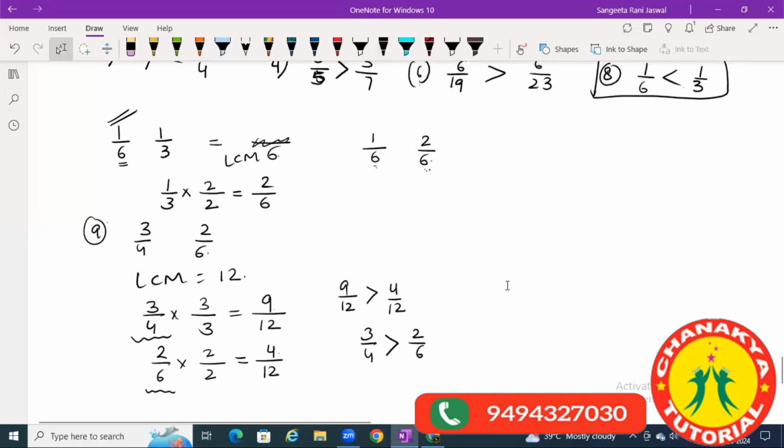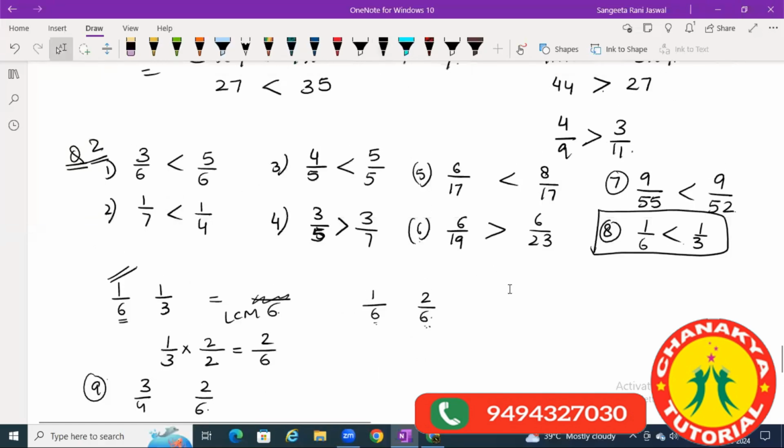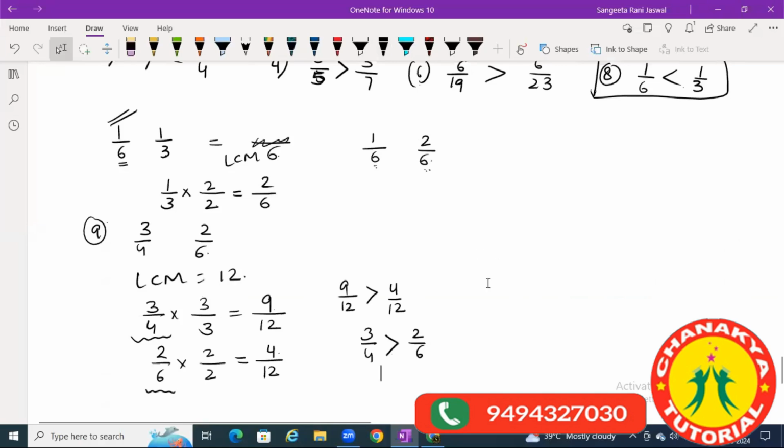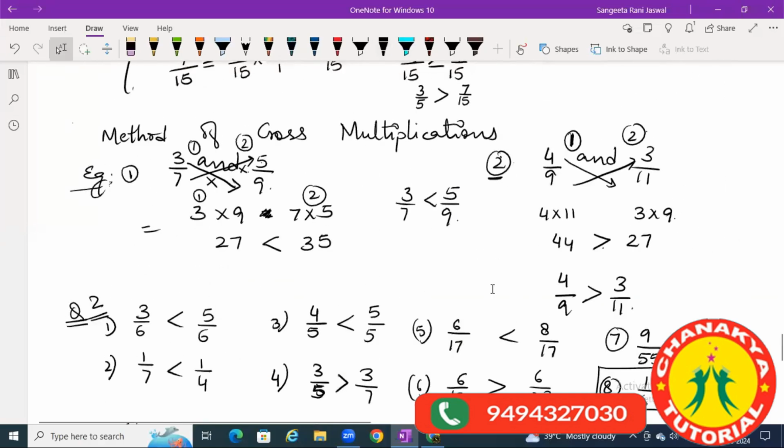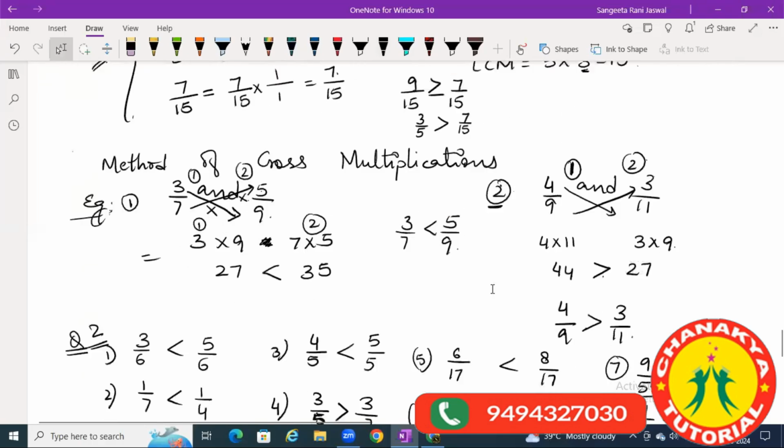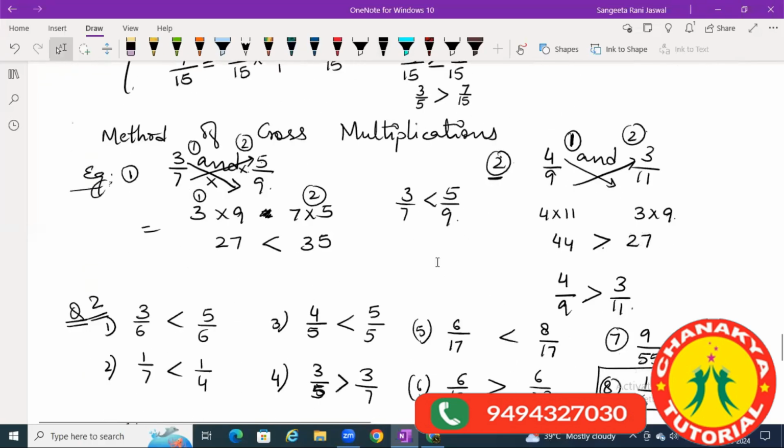So this much for today. Please revise these questions, okay? And I'll share one worksheet with you since today was just the start of comparing fractions. So you must try that worksheet, okay? And if any question is difficult, do not get worried. We'll do that. Whatever you can do in that worksheet, you must do.